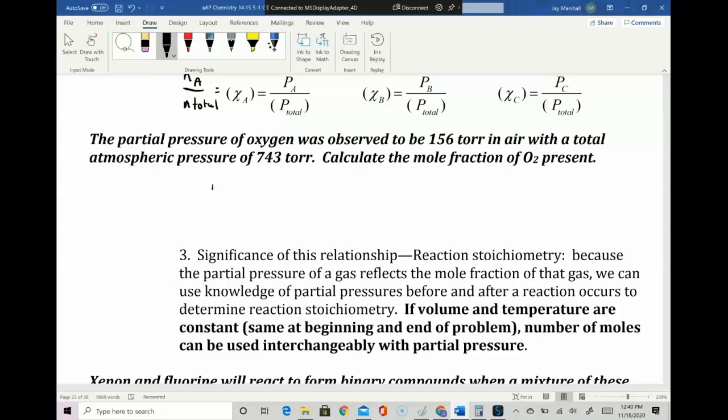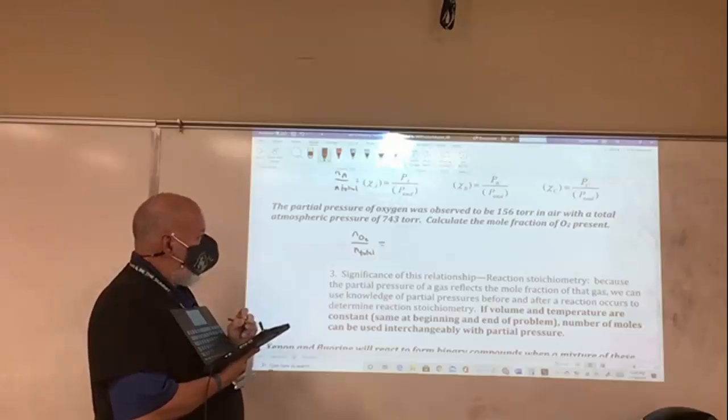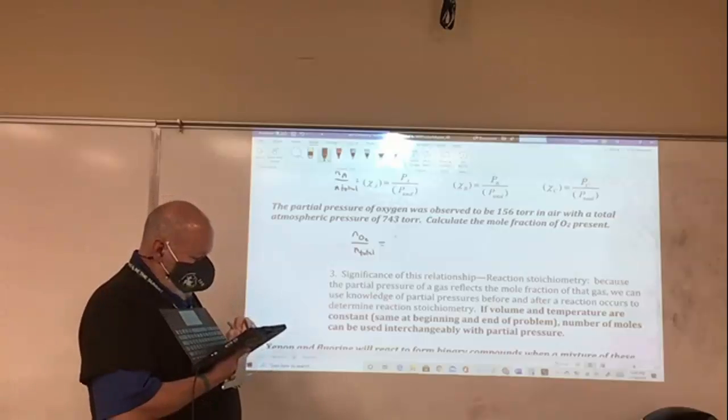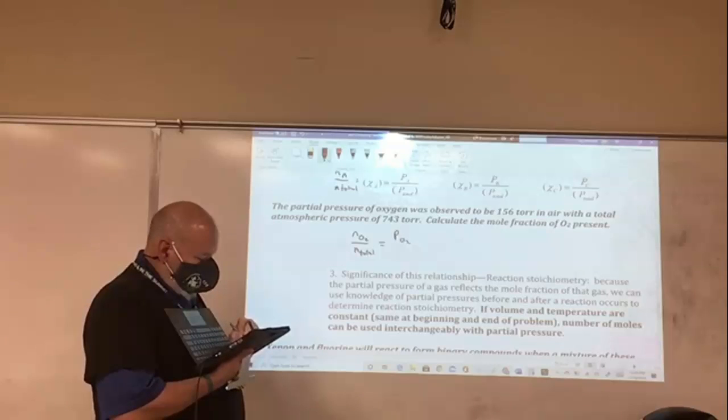Since we know that the mole fraction, and let's use oxygen here, so the mole fraction of oxygen, the number of moles of oxygen over the total, equals the partial pressure of oxygen over the total. This is going to equal 156 torr over 743 torr.